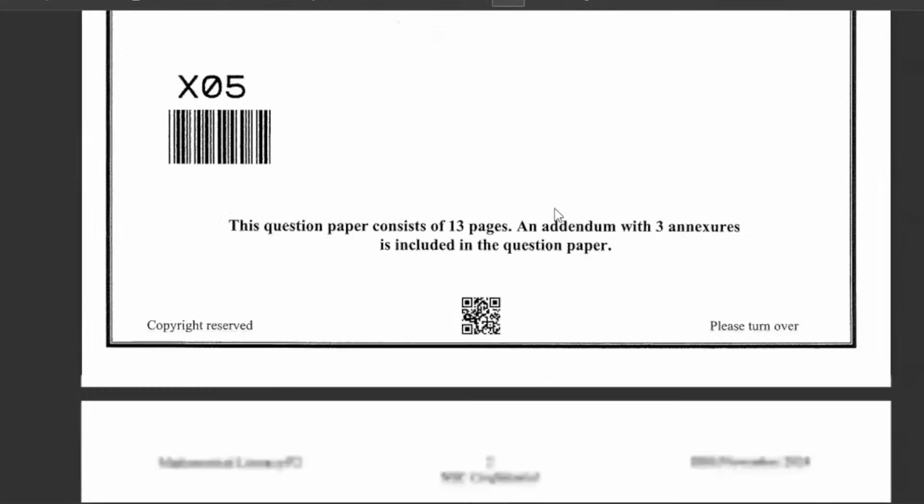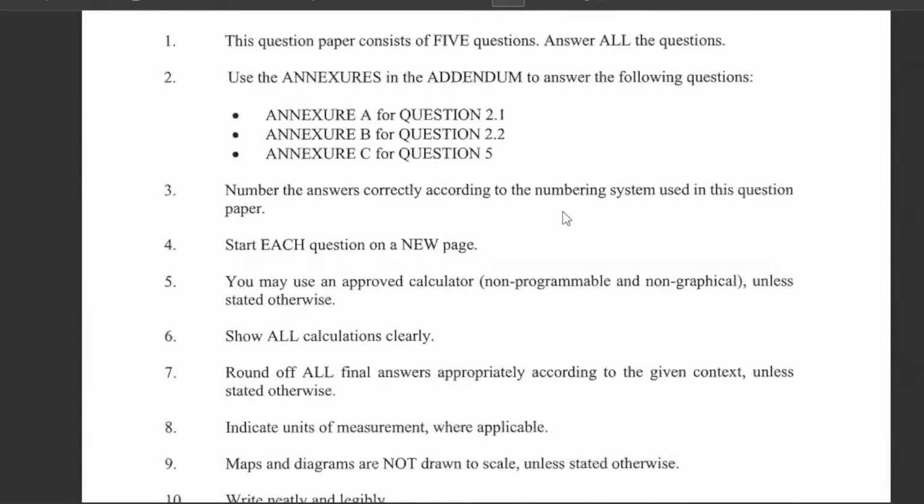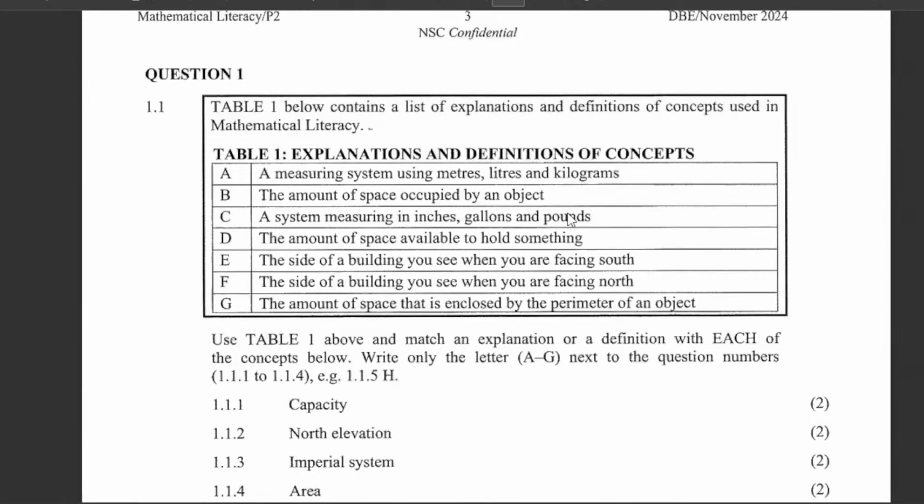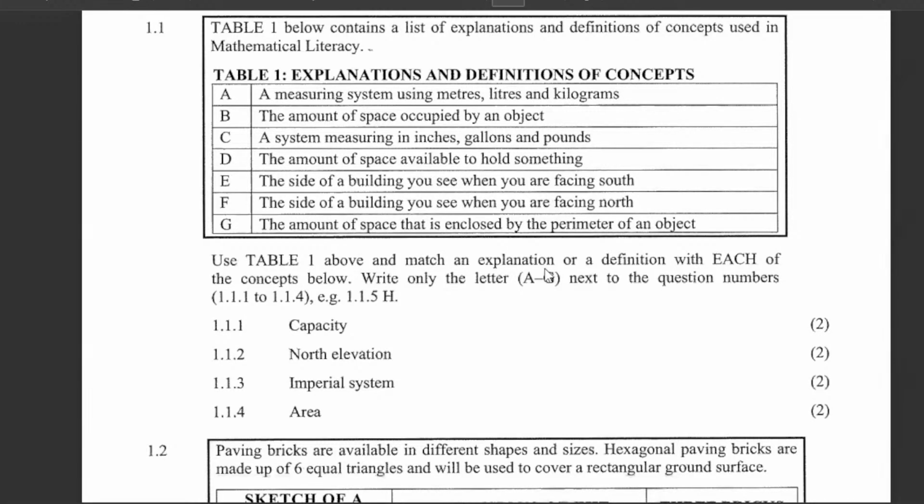For 3 hours. Let's go into the questions. Question number 1. Table 1 below contains a list of explanations or definitions of concepts used in mathematical literacy. Table 1, explanations and definitions of concepts. Now they want you to match. You should get used to this as we go on.